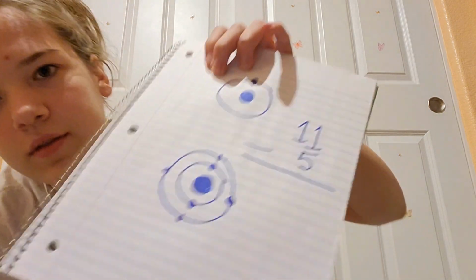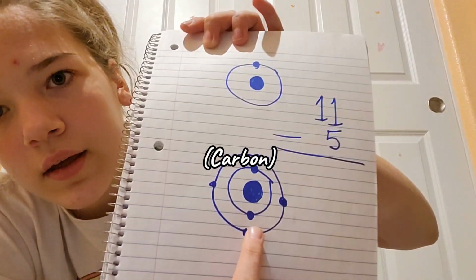I'm just going to draw a board diagram for you real quick. So carbon has 6 electrons because that's its element number. And so I'm just going to draw a little diagram. And since it's in group 4A, it has 4 valence electrons. So this is what that element would look like.